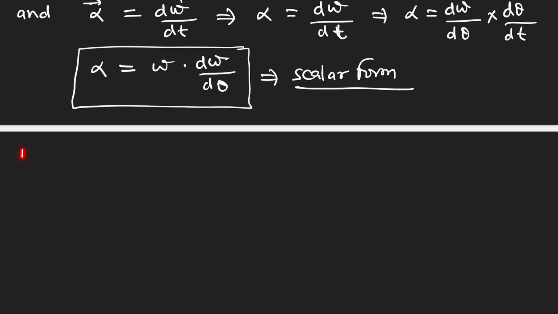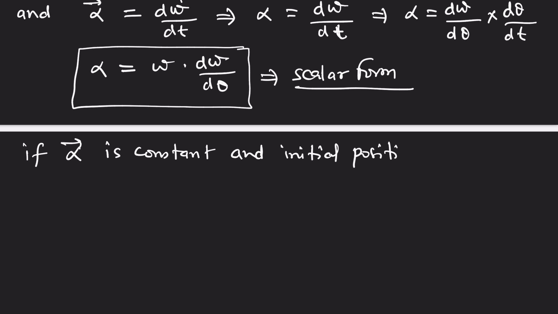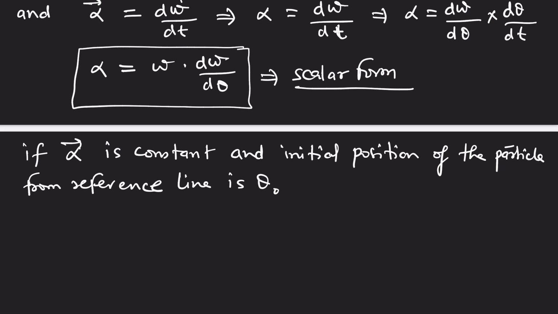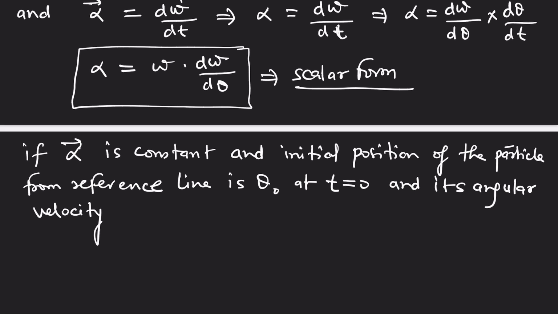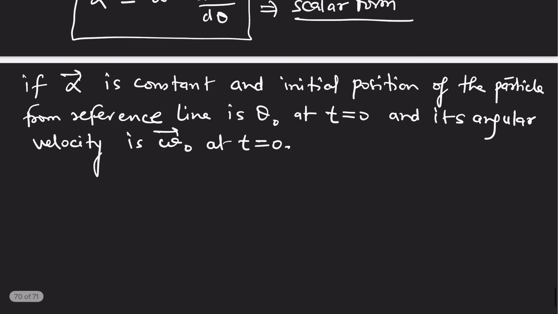Suppose alpha is constant and the initial position of the particle from the reference line is theta naught at t equal to 0, and its angular velocity is omega naught at t equal to 0. Then, let's see.